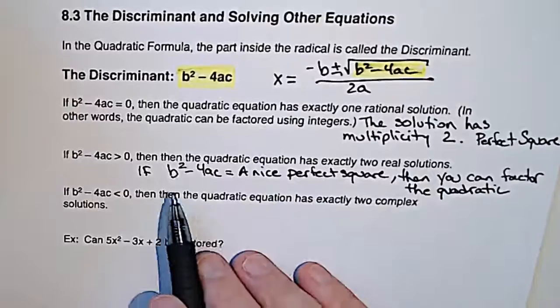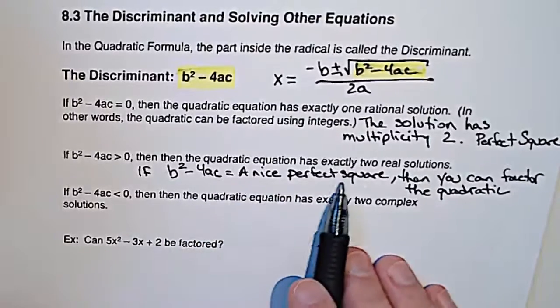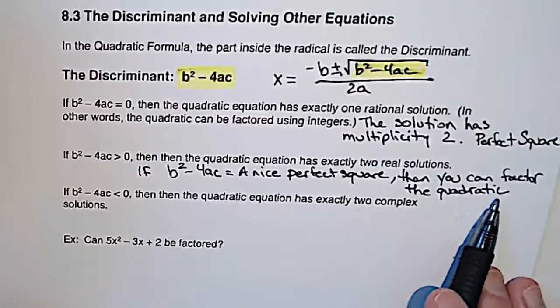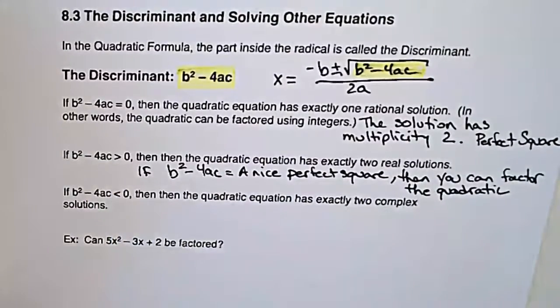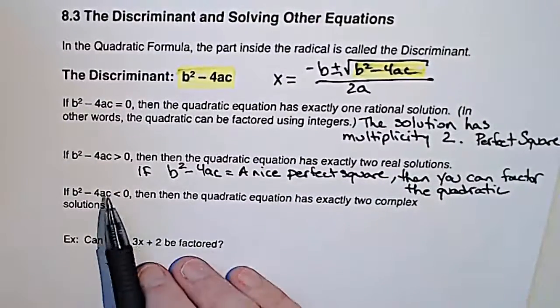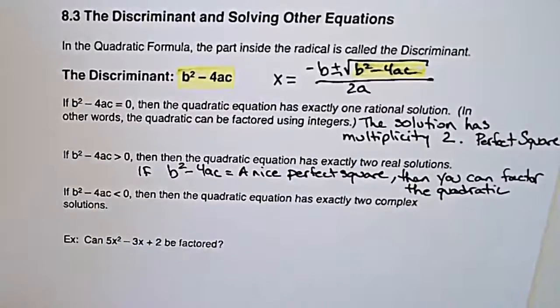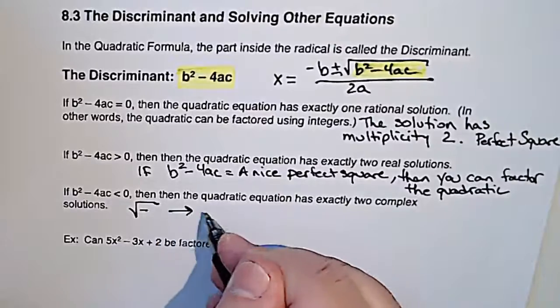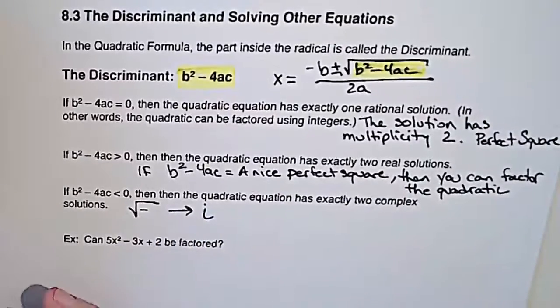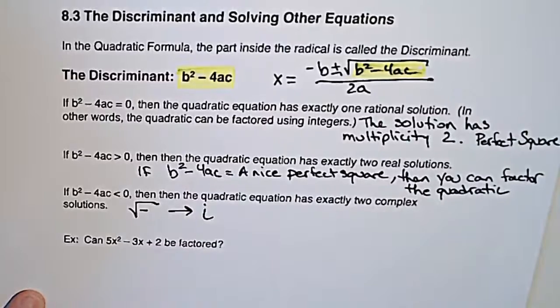So if b squared minus 4ac is a nice perfect square, then you can factor the quadratic. If it's positive, then you get two real solutions, but maybe you can't factor it. And then if it's negative, that means you've got a negative inside the square root, which means you've got i's. So you've got complex solutions. In other words, imaginary numbers are involved. So let us look at the example.